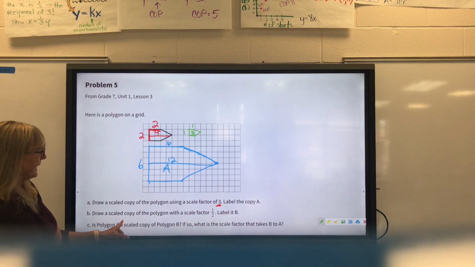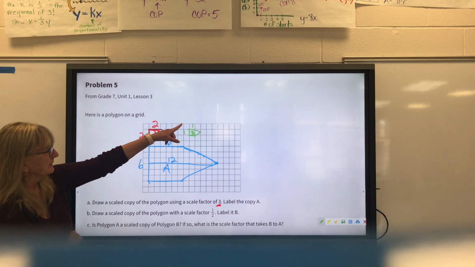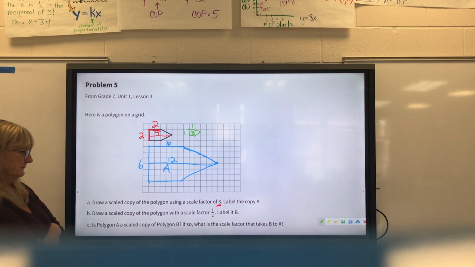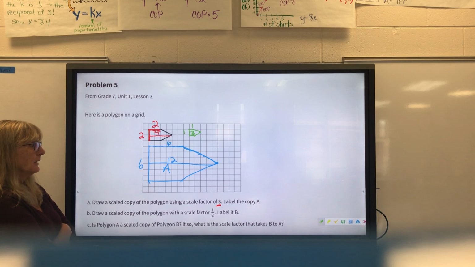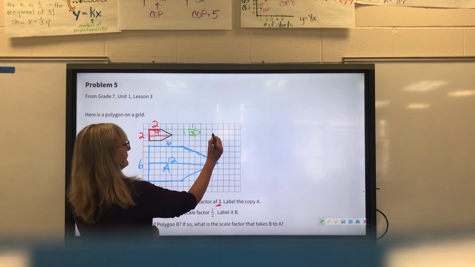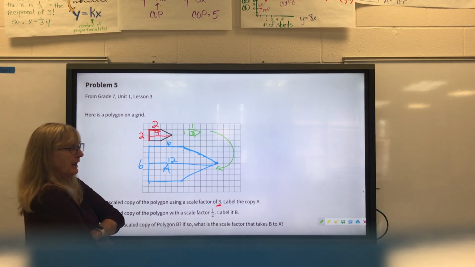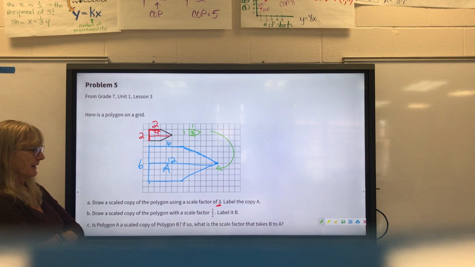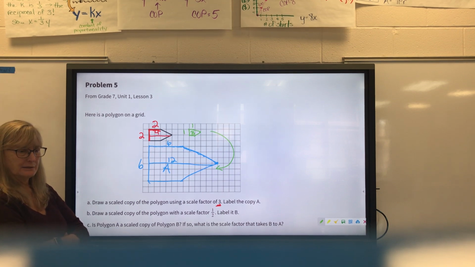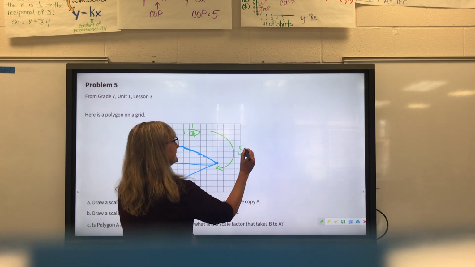Is polygon A a scale copy of B? Yes. What is the scale factor to get from B to A? What do I multiply B by to get A? 6.